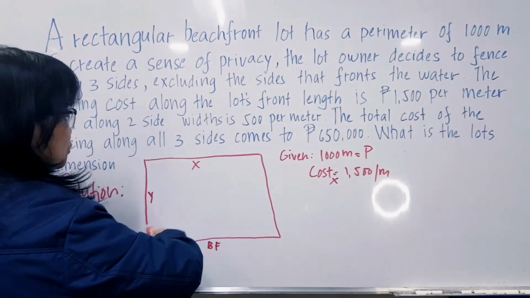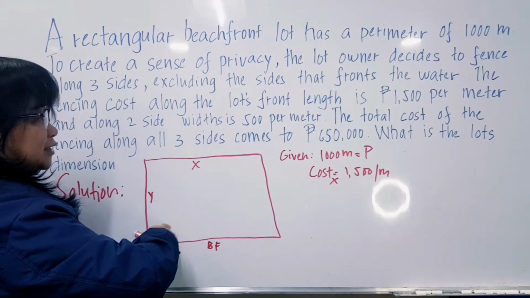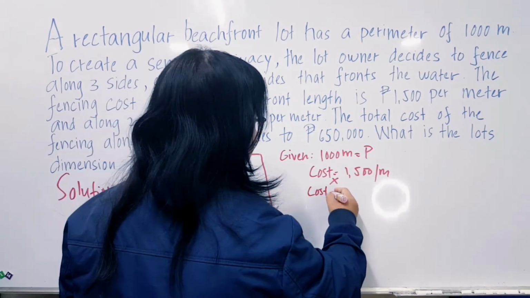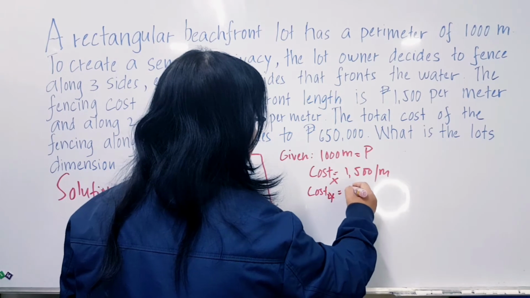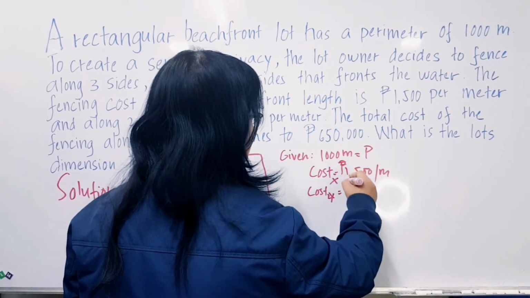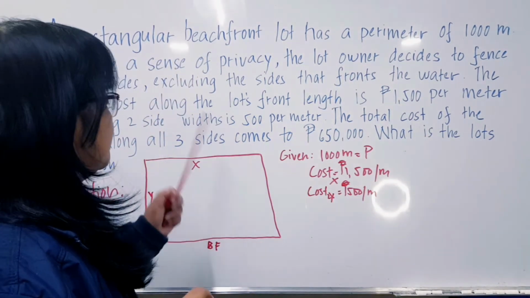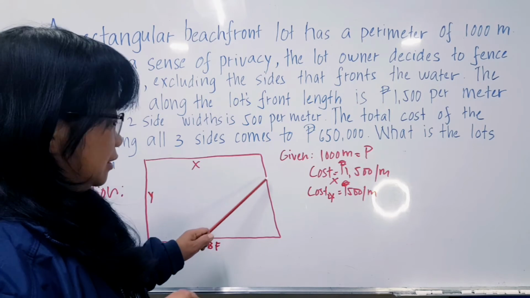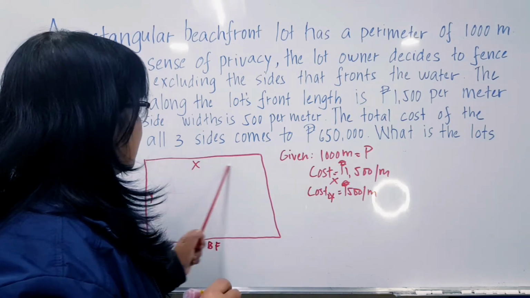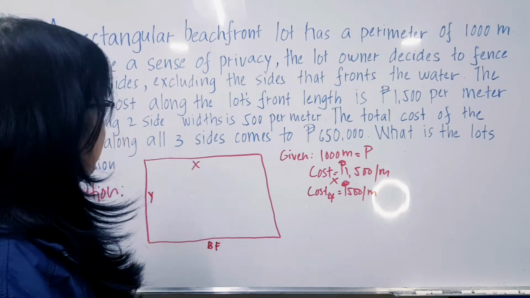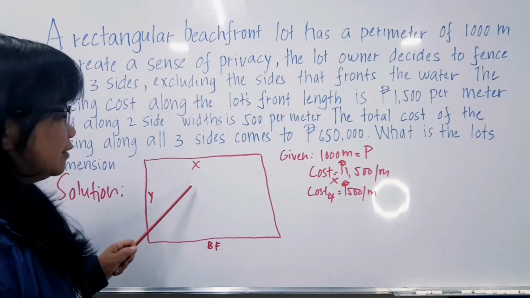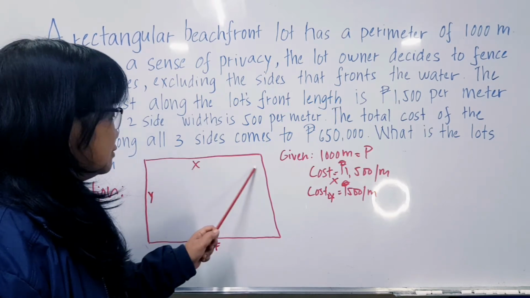Now the cost for the two sides, the cost of both is 500 per meter. So the cost of this Y, 2Y, is equal to 500 pesos per meter. Lahat sila in peso. So 500 pesos per meter for these, and this one is 1,500 pesos per meter. Now, what is required here is the lot's dimension. That means what we're looking for is the X and the Y, the length of the sides.